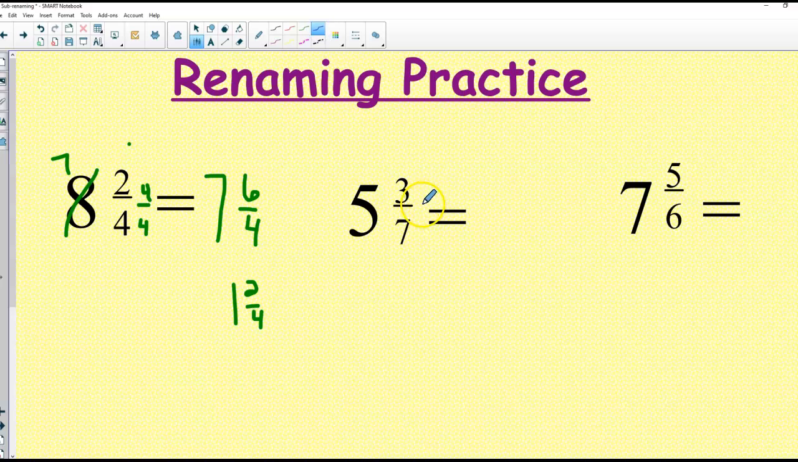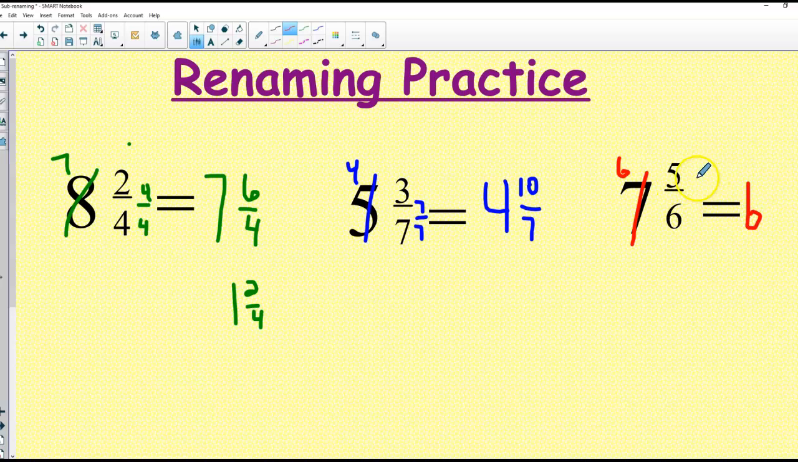Okay, looking at this one. Borrow 1 from your whole number, so it becomes 4. I borrowed 1 whole, I need to add a whole. So using our denominator of 7, we would add 7/7, which becomes 10/7. These are equivalent fractions, guys. We're not changing the value, we're just rewriting it. Okay, let's look at the last one. In the last problem, we have 7 5/6. So let's rewrite this one. 7, if you take 1 away, your whole number is now 6.